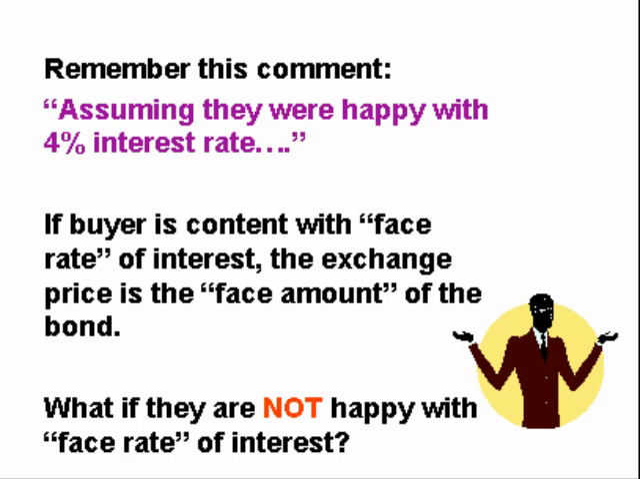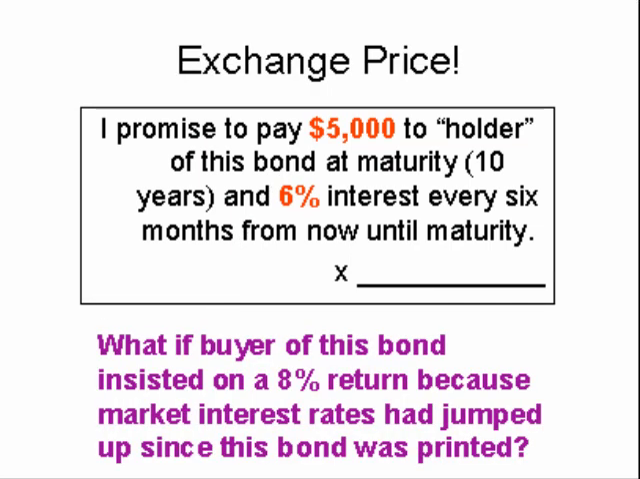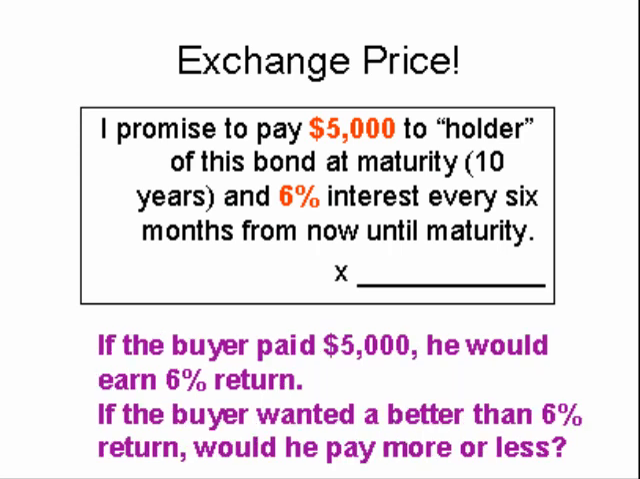Now, the comment, assuming they were happy with the 4% interest rate, is not really a very good assumption. It takes many months to pull a bond issue together and write all those documents. And in the meantime, the market interest rate has probably fluctuated. So once you've printed up the bond promise, it doesn't change. What changes, though, is what a bondholder is willing to give you when you issue that bond, because the bondholder wants the market rate of return.